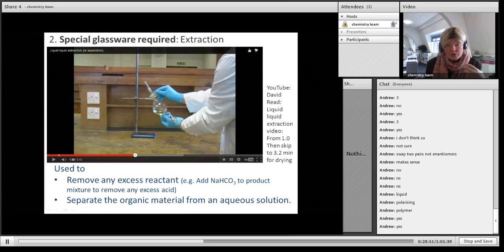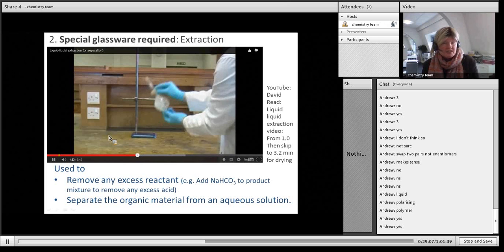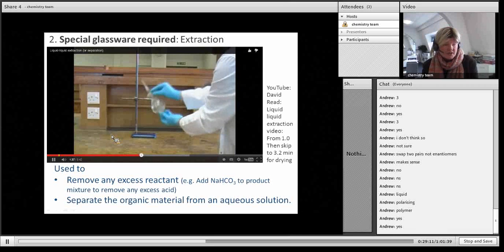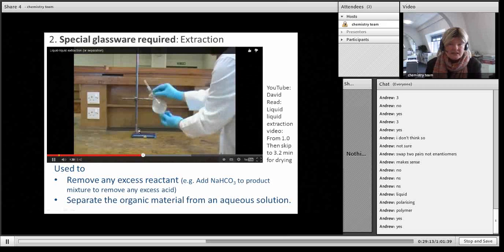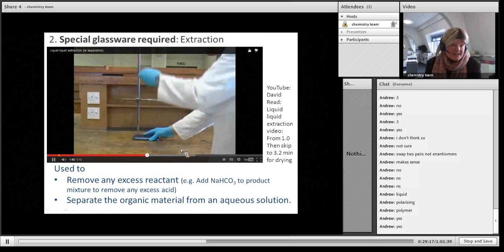And what we do is we add sodium bicarbonate or sodium hydrogen carbonate, because you know carbonate reacts with acids. And when that does, it gives off a gas and it fizzes, and you'll notice he'll be opening the tap there. Can you see, just open it and close it, and he shakes it to make sure all the bicarb has reacted with the acid. And that's one way of what we say is a workup.